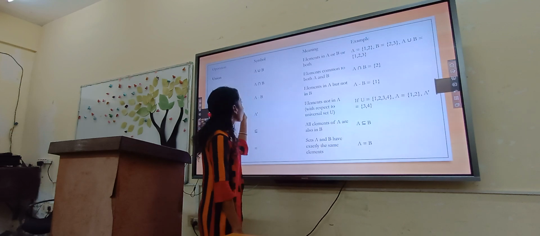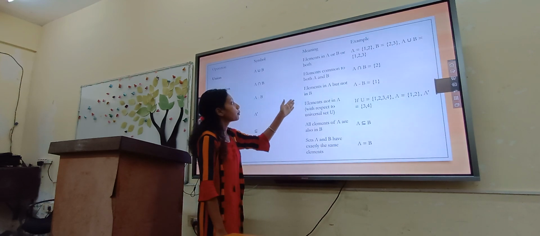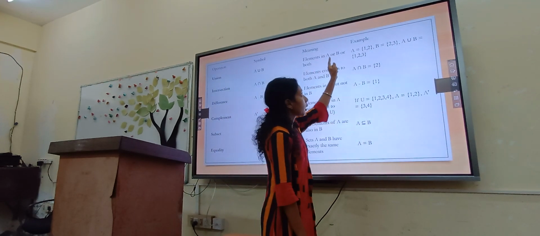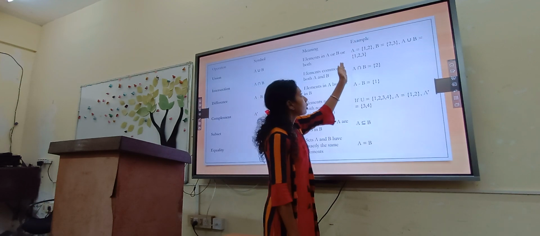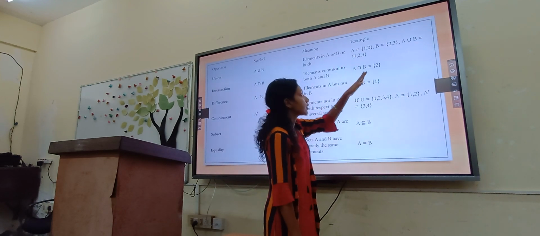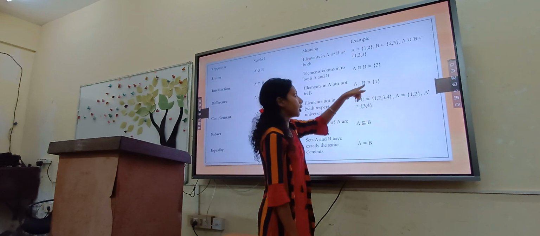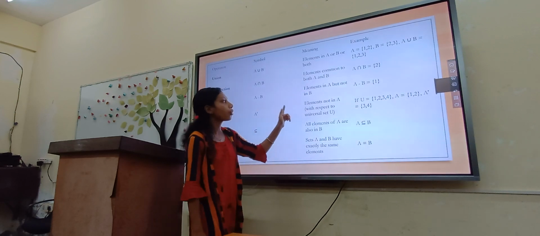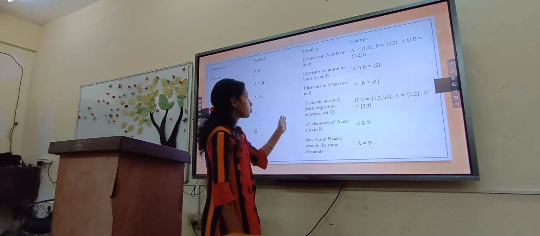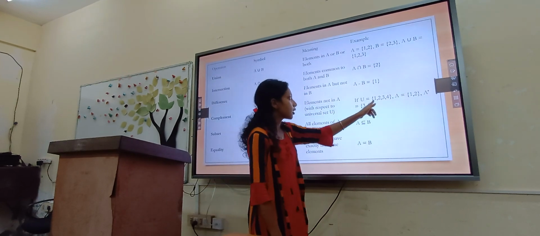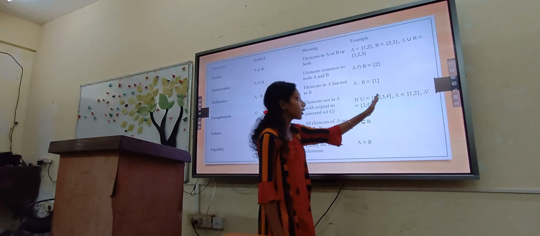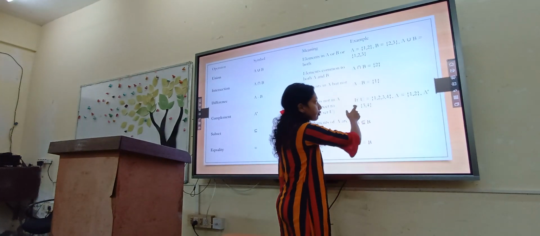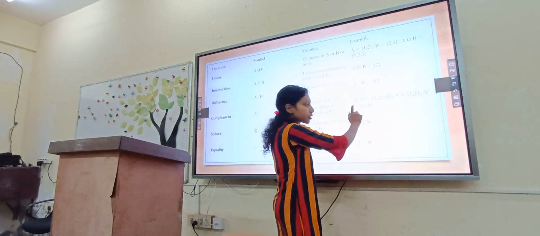Then difference: A difference B means elements in A but not in B, like A minus B. So 2 is common, so that is cancelled. Then 1 is remaining, so 1. Then complement: A complement means elements not in A with respect to the universal set. A is the set 1, 2, so for A complement we remove the elements 1, 2 from the universal set. So 3, 4 is remaining.